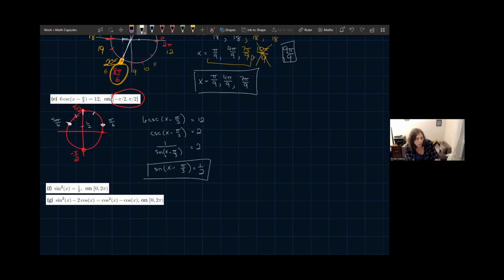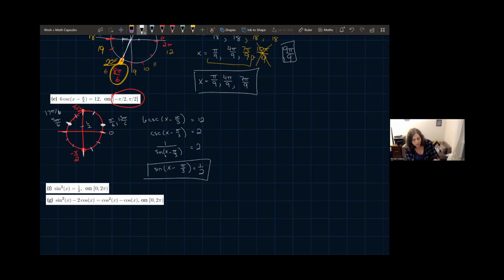If I continue going all around the circle, 5, 6, 7, 8, 9, 10, 11, 12, 13 pi over 6 would be another solution. I can keep going. 14, 15, 16, 17 pi on 6 would be another solution. But I'm actually allowing negative angles this time because my region starts at negative pi on 2. So let's try counting the other way also.